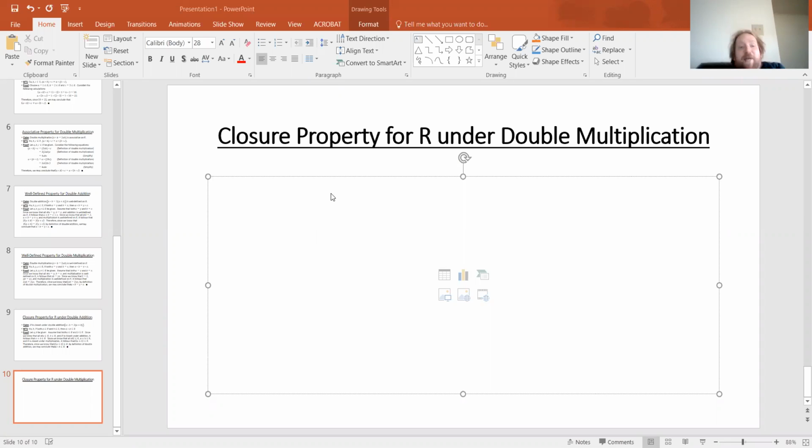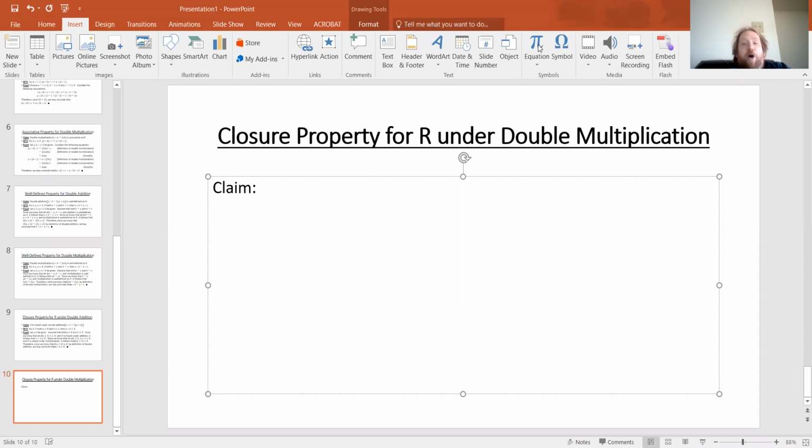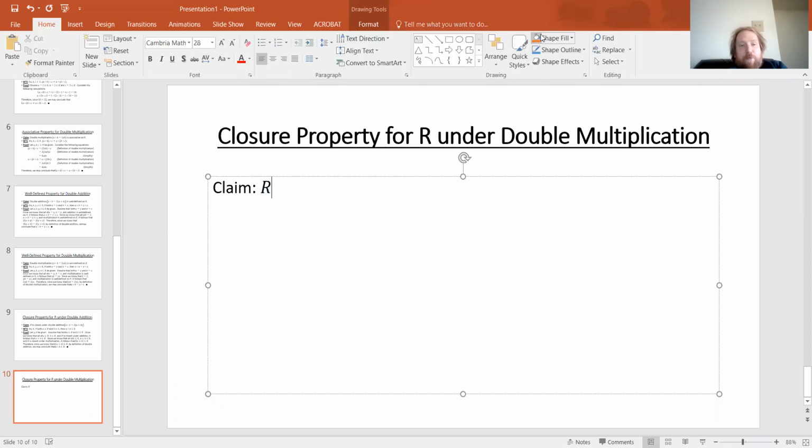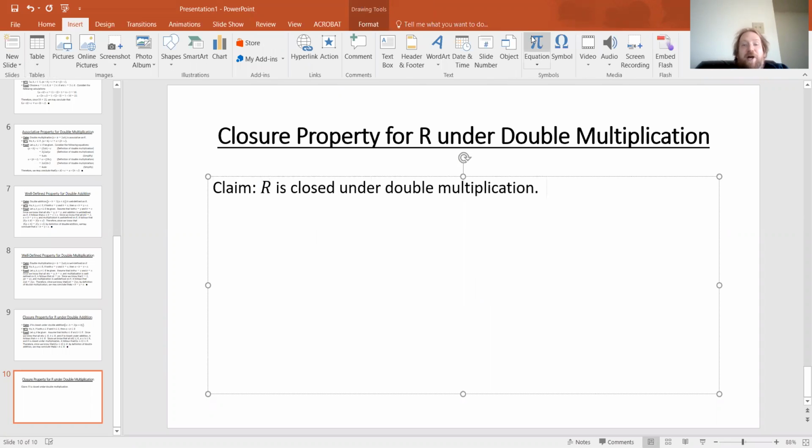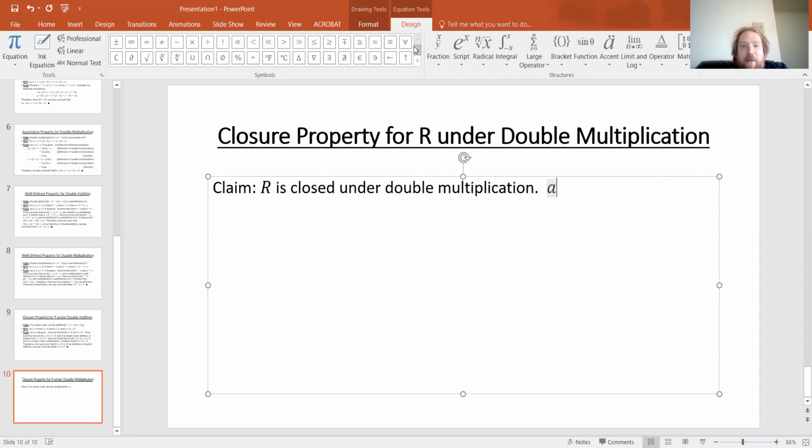So our claim is that the set of real numbers R is closed under double multiplication. Double multiplication being the operation A star B equals 2AB.